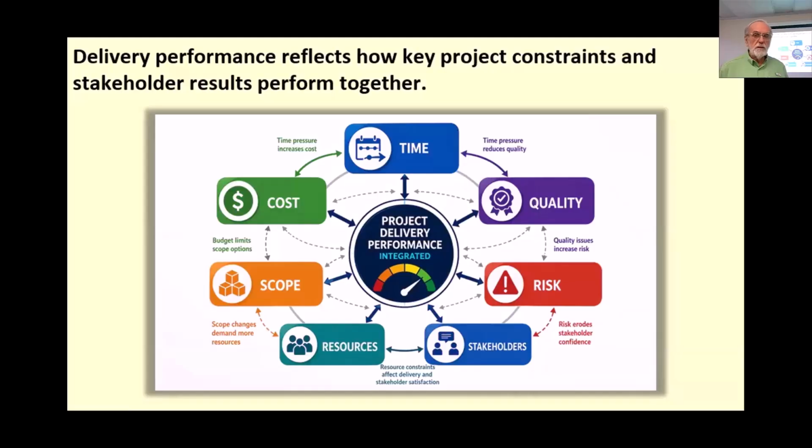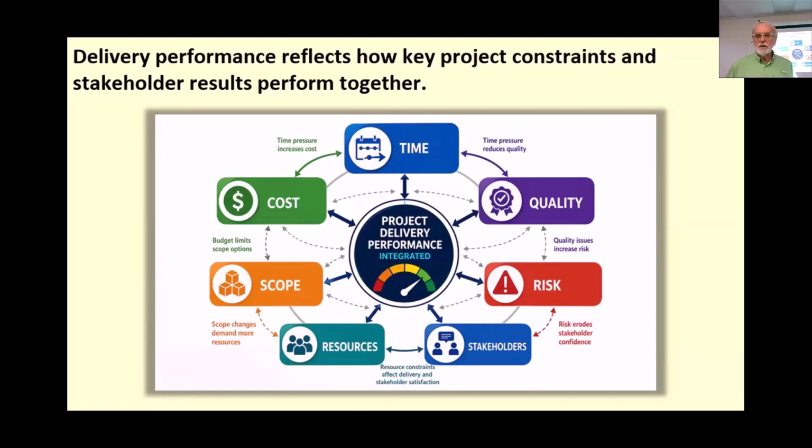Project delivery performance reflects how key project constraints and stakeholder results perform together. So delivery performance shouldn't be viewed as a single result, such as being on schedule or under budget. In practice, this reflects how several project dimensions perform together. Schedule delay, for example, may be caused by resource shortages, unresolved risk, quality rework, or scope instability. In other words, lots of changes going on in the scope. A cost problem may reflect sequencing issues or low productivity. So if we're under budget or over budget, it can be an indicator there's a problem there.